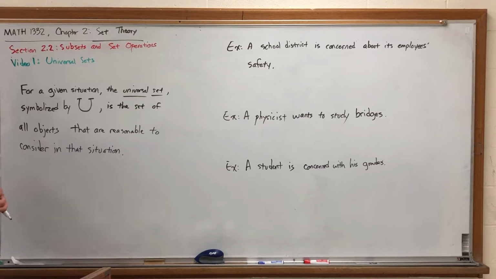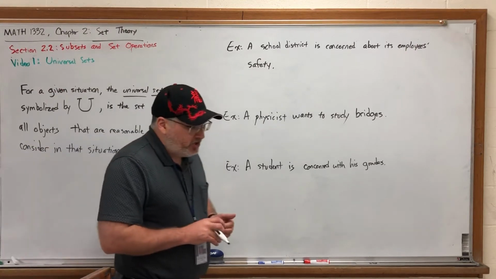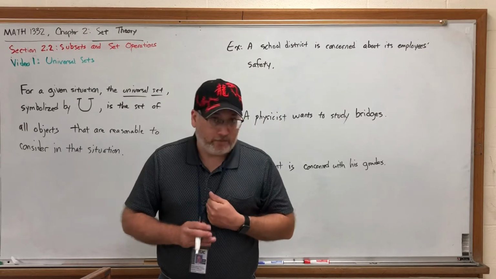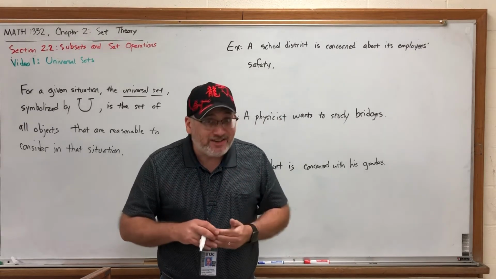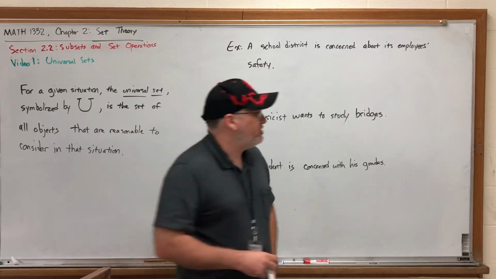But for a given situation, the universal set, symbolized by a capital U, it looks like a horseshoe, is the set of all objects that are reasonable to consider in that situation. A universal set changes from problem to problem. Sometimes you'll be told, here's what the universal set is, or more succinctly, the universe. But sometimes it's inferred based on a context.